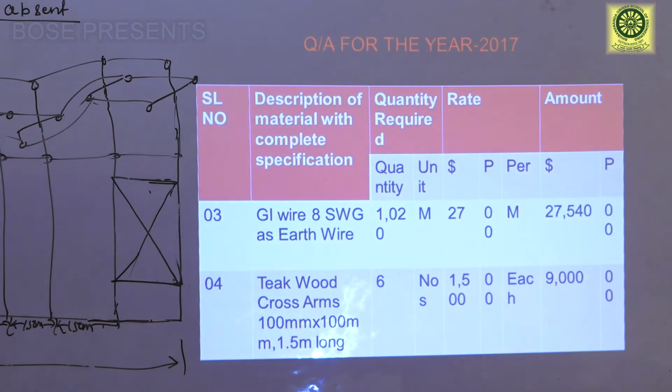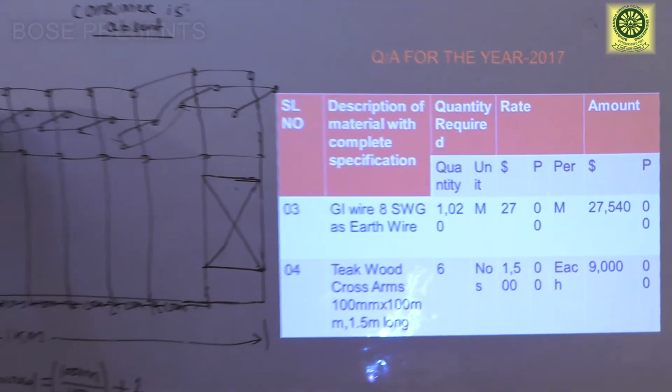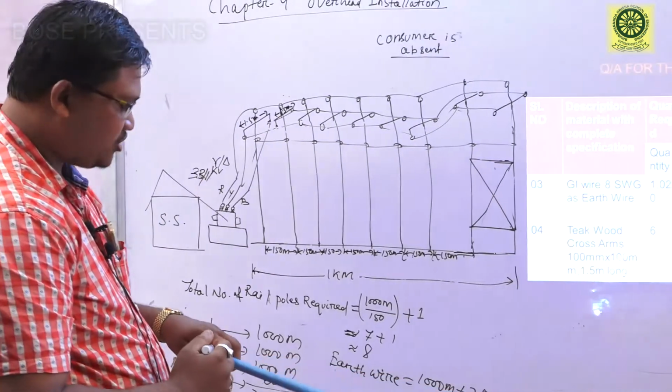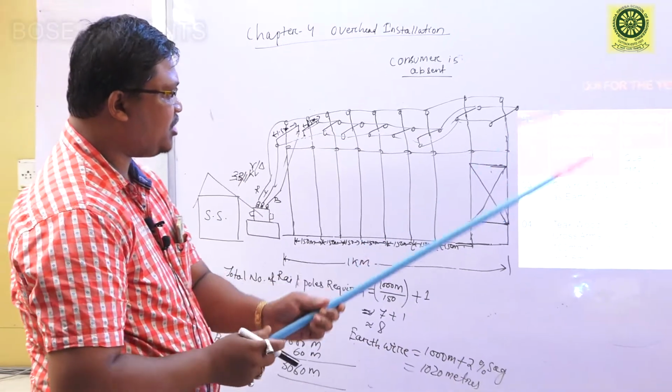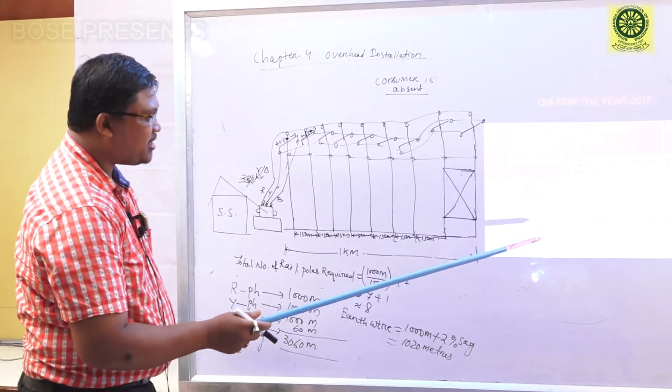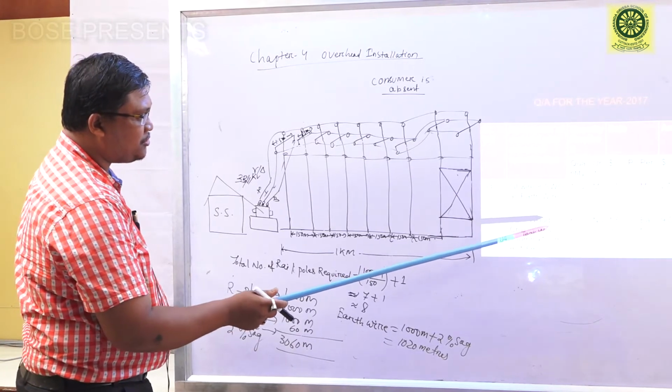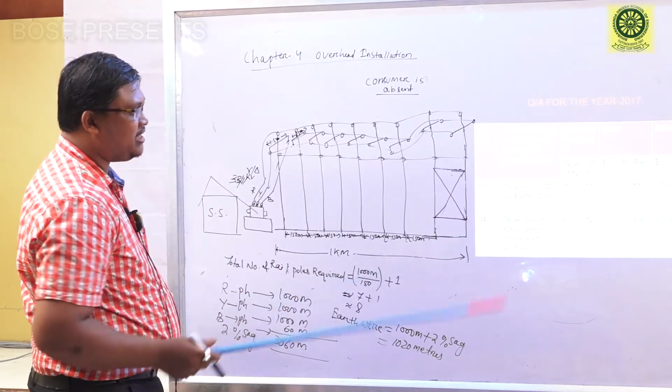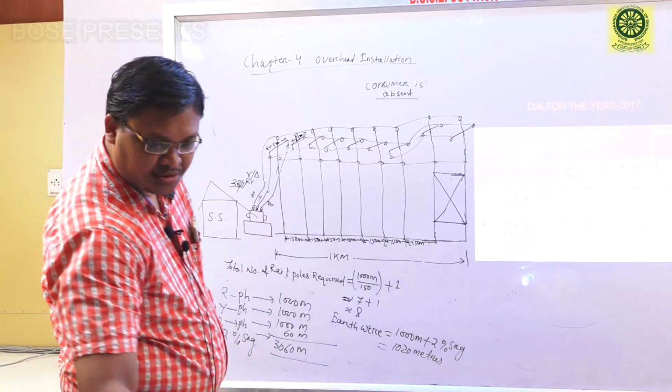Then cross arm, these are the cross arms, and the dimension is 100 mm into 100 mm, 1.5 meter long. That means this length is 1.5 meter. This length is 1.5 meter. This is the cross arm having 1.5 meter, 6 numbers, and each will cost 1,500 rupees. So total is 9,000.